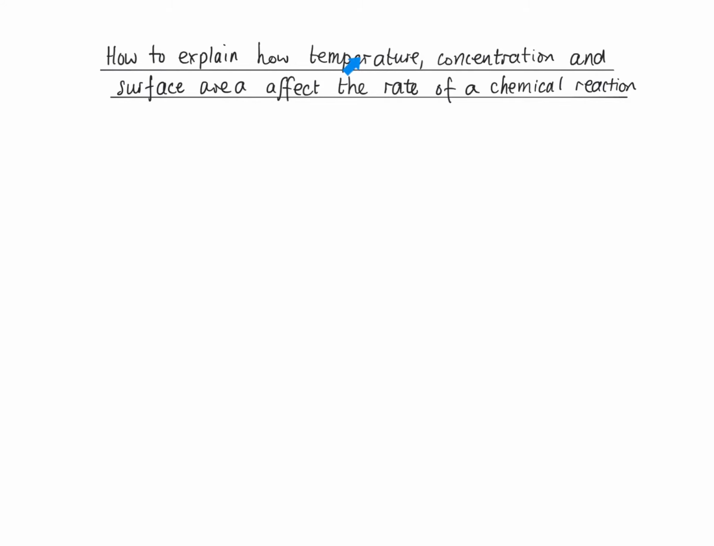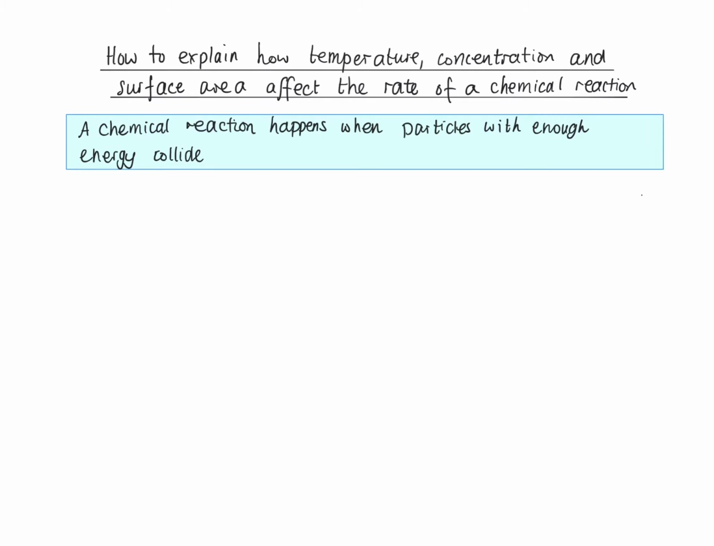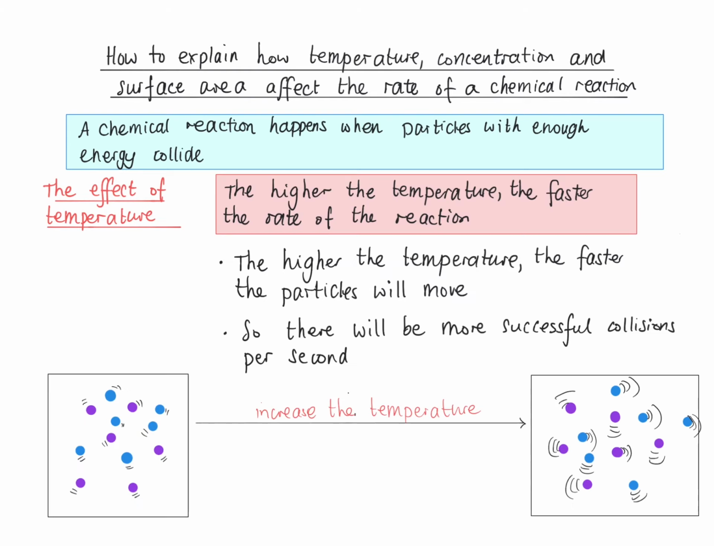How to explain how temperature, concentration and surface area affect the rate of a chemical reaction. A chemical reaction happens when particles with enough energy collide, so chemistry can only take place when things bump together. I'm going to look at the effect of temperature to begin with.